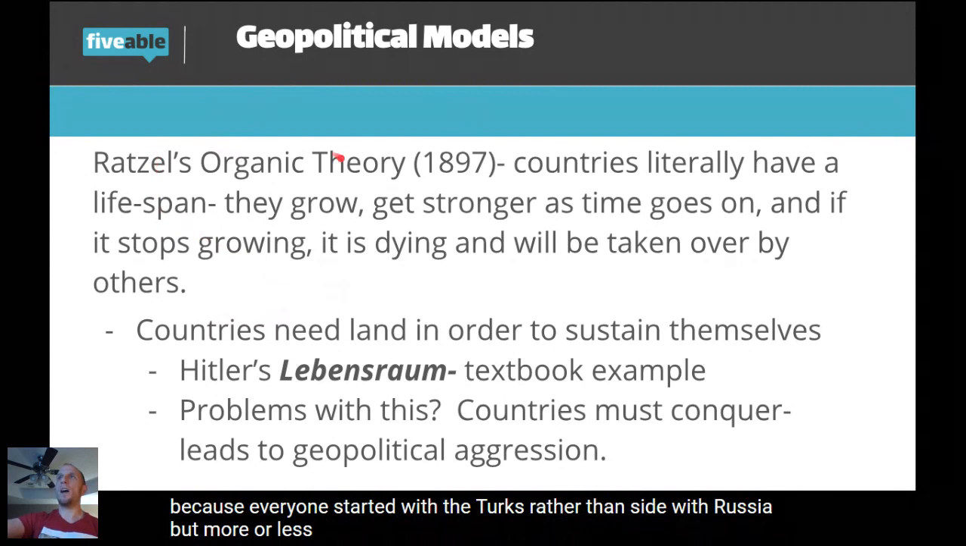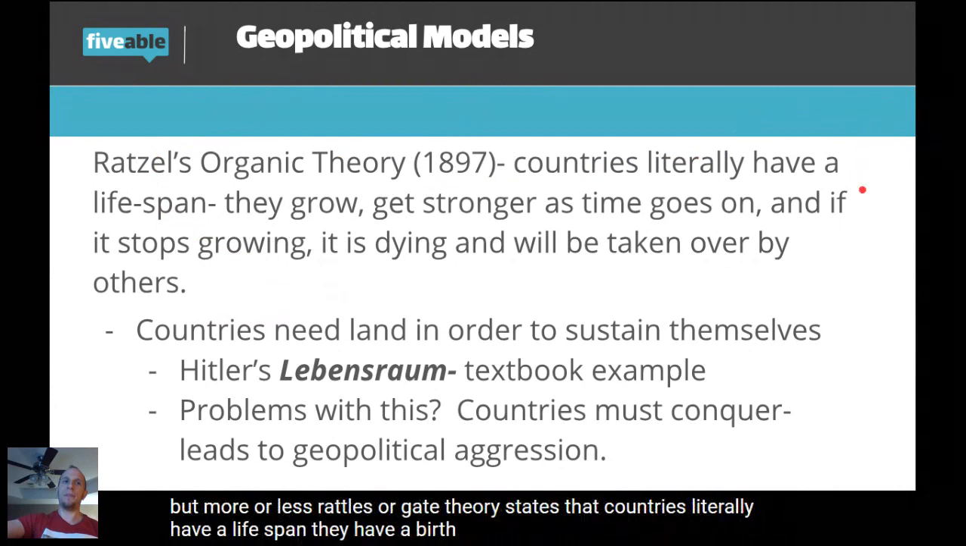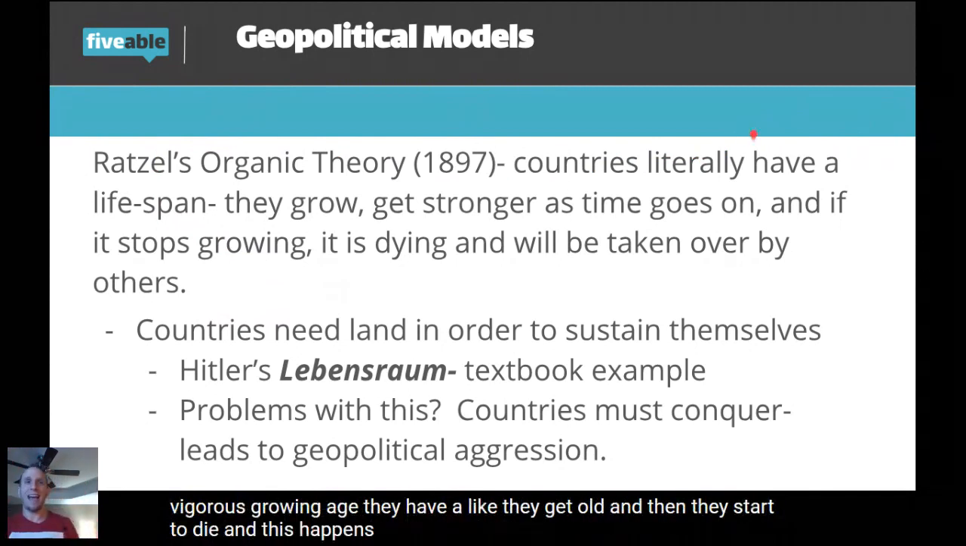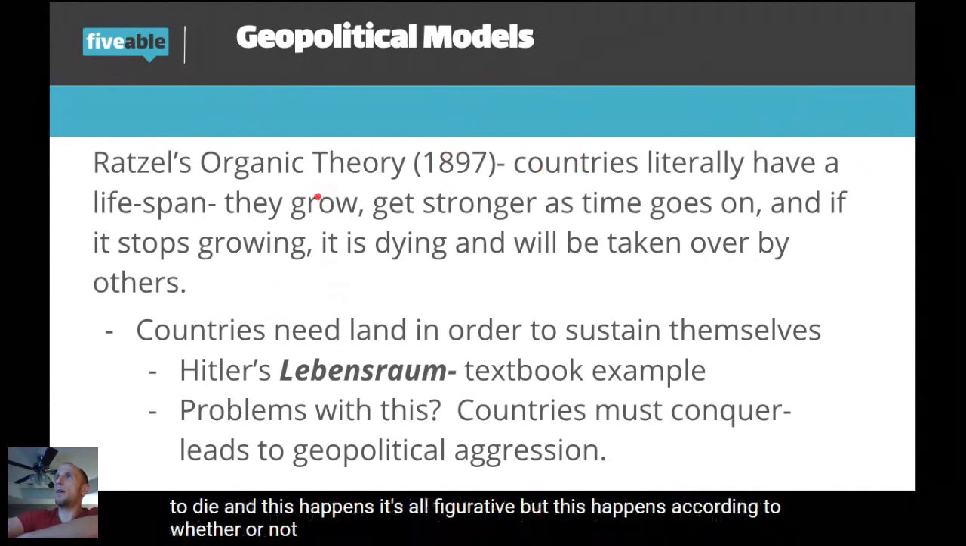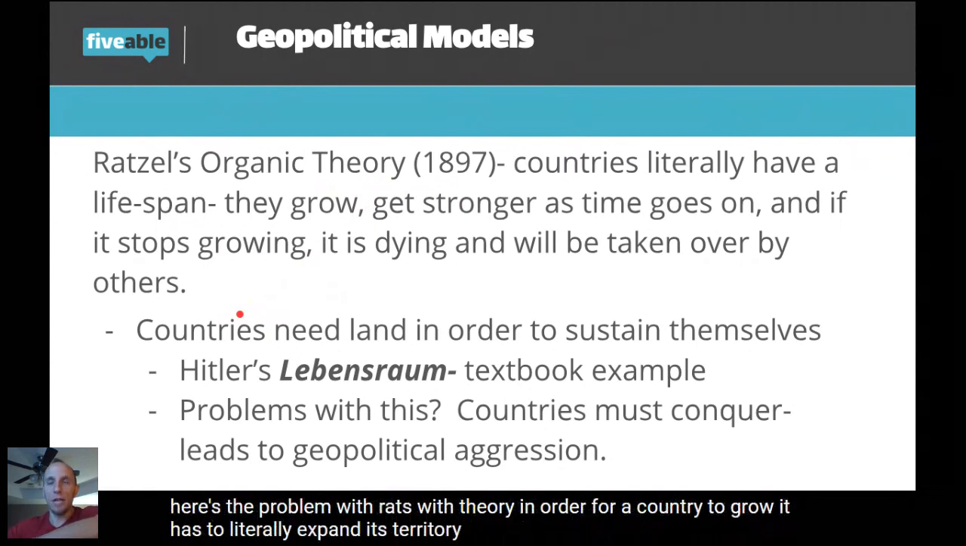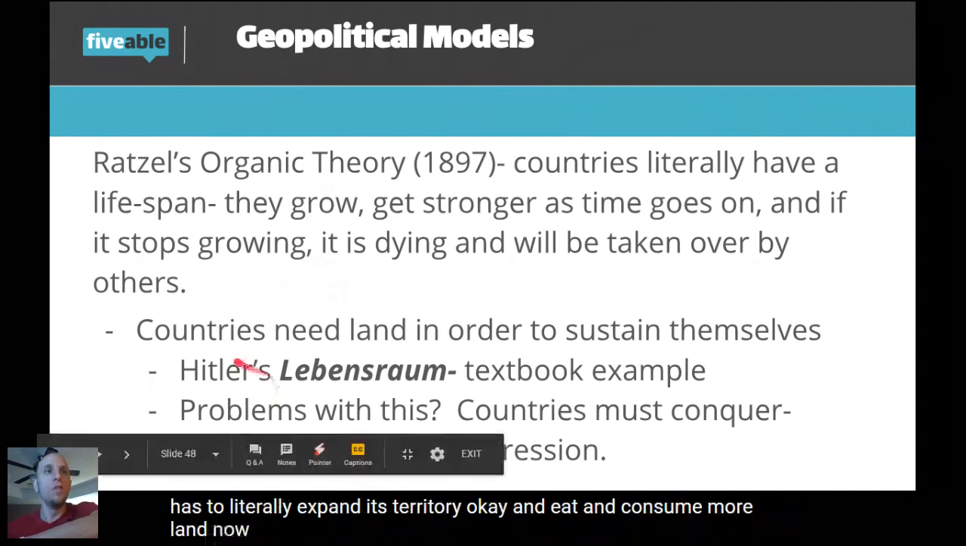But more or less, Ratzel's organic theory states that countries literally have a lifespan. They have a birth, a youth, a young, strong, vigorous, growing age. They get old, and then they start to die. It's all figurative, but this happens according to whether or not a country is able to continue to take land. So here's the problem with Ratzel's theory. In order for a country to grow, it has to literally expand its territory and consume more land.